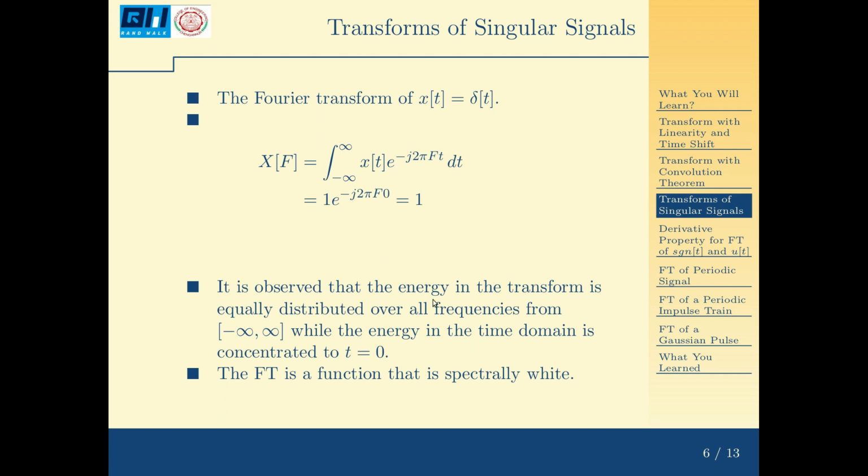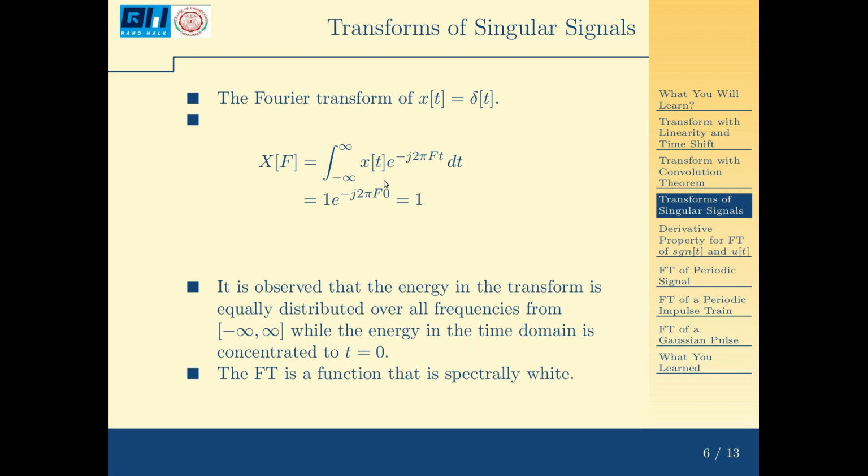It is observed that the energy in the transform is equally distributed over all frequencies from minus infinity to infinity, while the energy in the time domain is concentrated at t equal to 0. You can see that in the time domain, the whole of the energy of x(t) is concentrated to the interval t equal to 0. It's an extremely localized function.